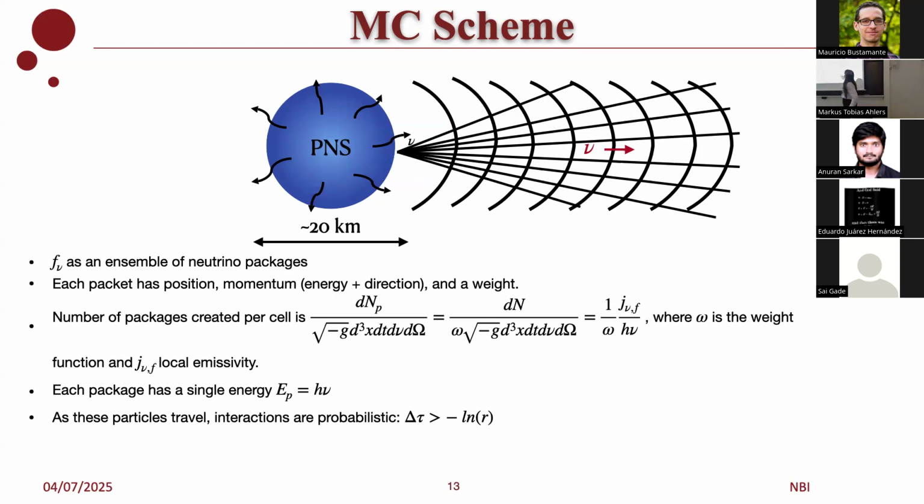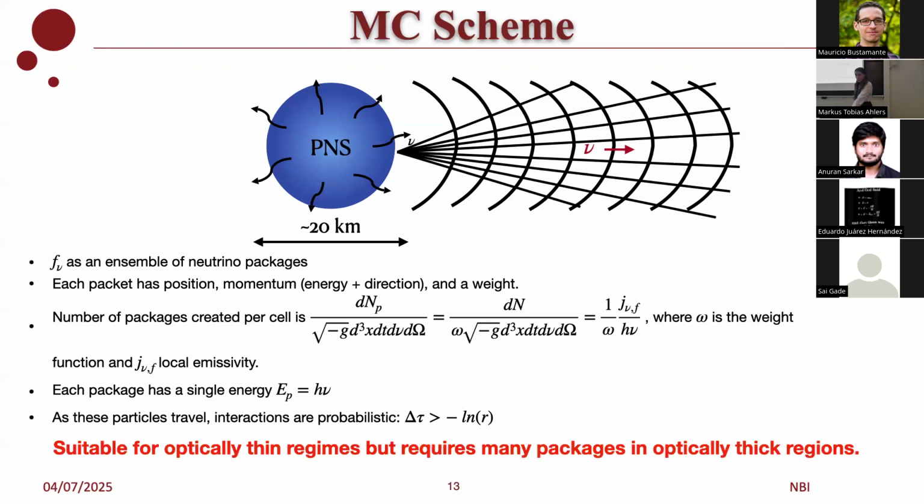As the particles travel, interactions are probabilistic, but the problem, it's not a problem, but once we have one Monte Carlo particle that consists of a lot of different neutrinos, we are specifying that this Monte Carlo particle is characterized by a single position, single energy, and single direction. This works very well in optically thin regions where we don't have the requirement to have a lot of neutrino particles.